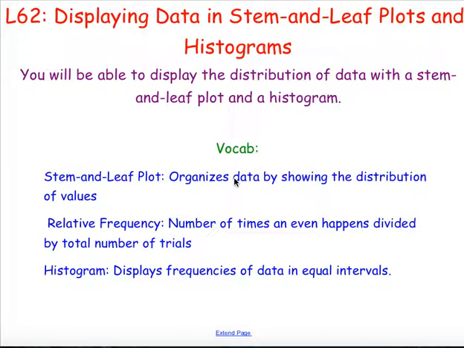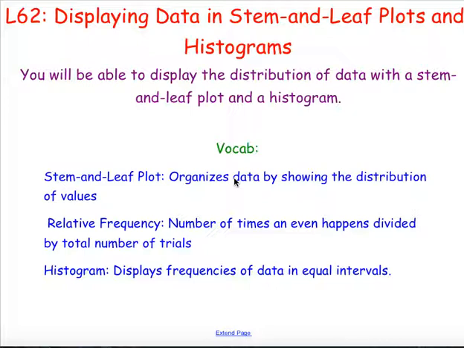Algebra 1, Lesson 62, we are displaying data in stem and leaf plots and in histograms. So we have a couple of vocab terms. Stem and leaf plot organizes data by showing the distribution of values. Relative frequency is the number of times an event happens divided by the total number of trials. And a histogram displays frequencies of data in equal intervals.